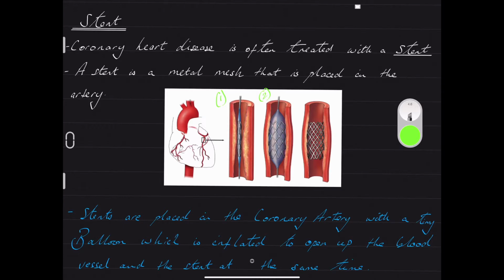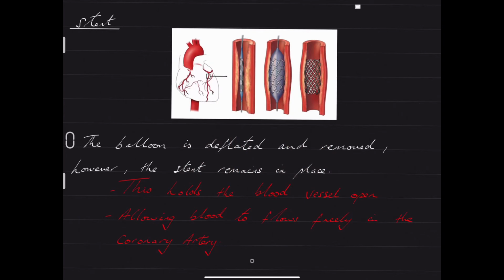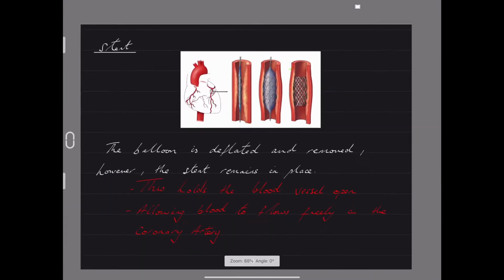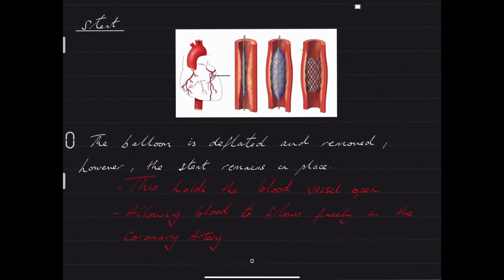As you inflate the balloon, the metal mesh attached to the balloon also expands, and this results in the expanding of the blood vessel. Now we've inflated the balloon, increased the diameter of the blood vessel because the mesh has also expanded. What happens next, at the third point here, is that the balloon is deflated and removed.